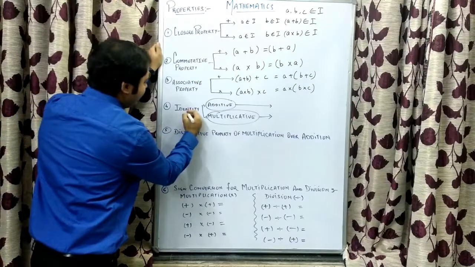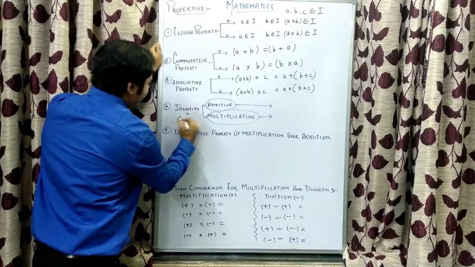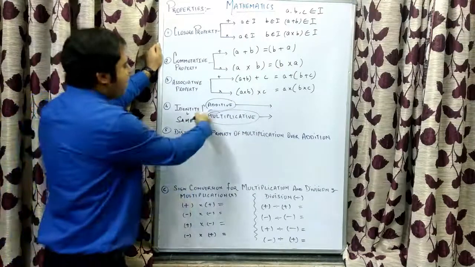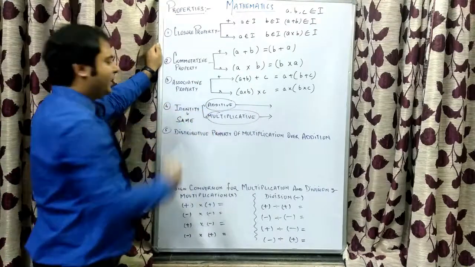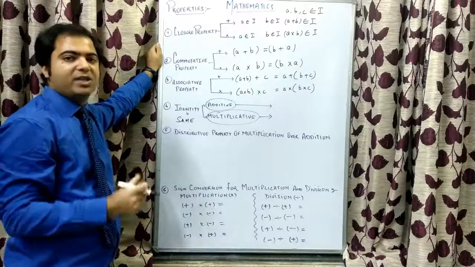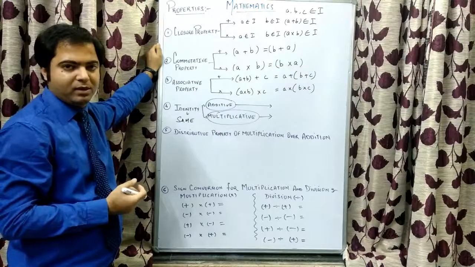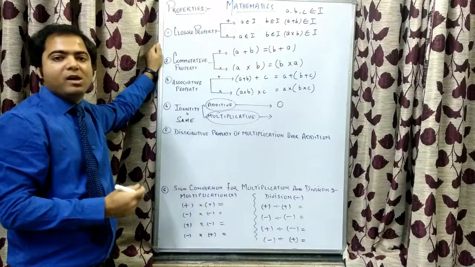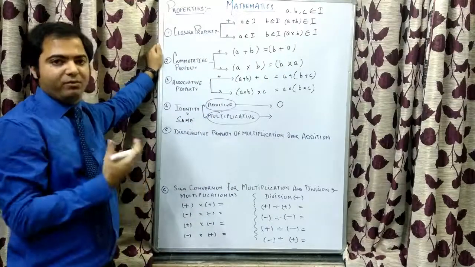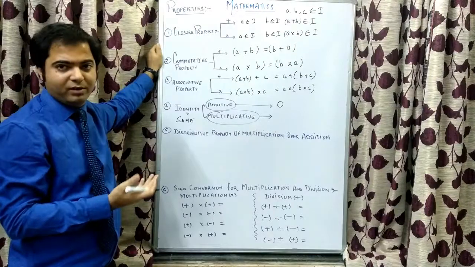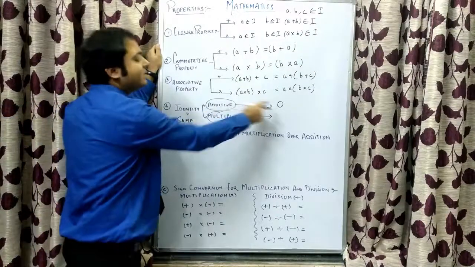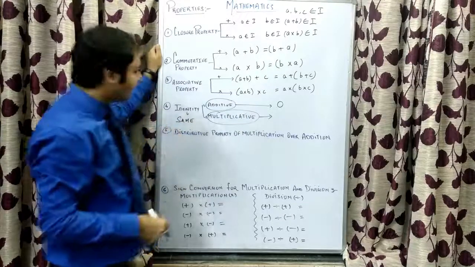Next property is additive identity property. Identity means same. That means what we should add to an integer so that the integer remains same. So we will add 0. Right? For example, suppose what I should add to 5 so that 5 remains 5? Obviously the answer will be 0. So the additive identity is 0 for integers.